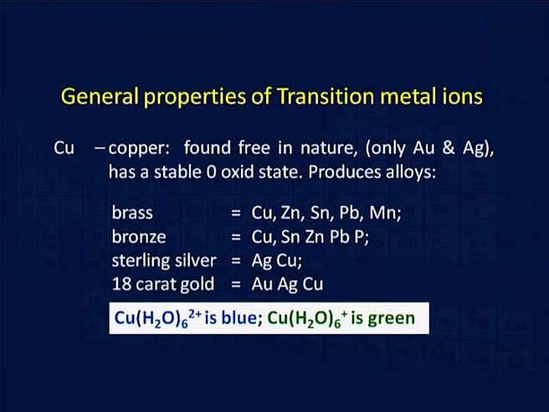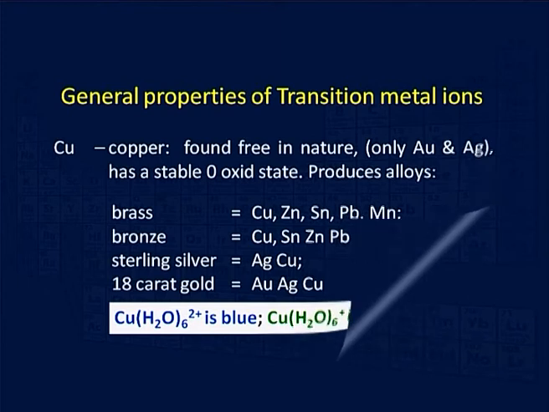Pure 24 karat gold, as all of you know, is not suitable for forming ornaments, and therefore some copper and silver is mixed into the gold. The meaning of 18 karat gold is that 18 parts by weight is gold and the remaining 6 parts by weight is copper and silver. Of course, the hydroxo aqua complex of copper can be blue as well as green in color.